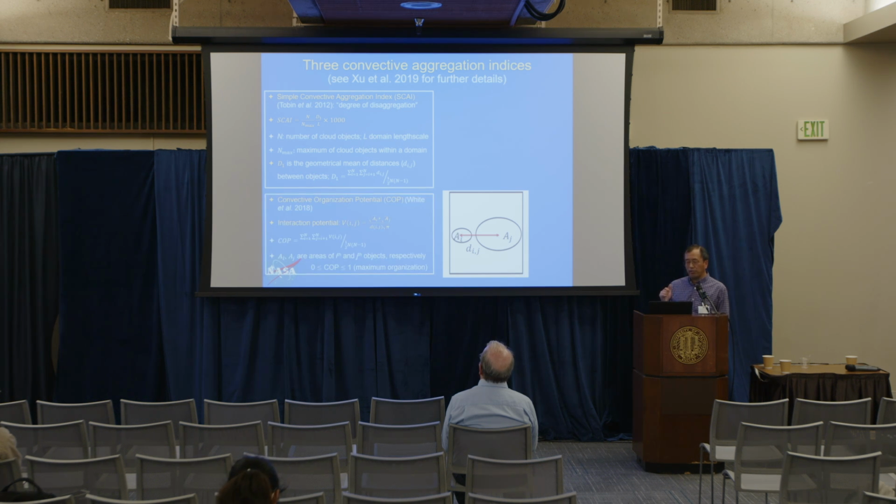So the second index is called convective organization potential. It's basically the ratio between the sum of the radiances divided by their distance. So you have all those pairs of cloud objects together and add them together. So in this definition, the number of objects is not explicit, but in the first definition it does. And the third one, similar to the first one, I call the MCAI. So the modification was the distance. So instead of choosing the distance between the centers of the two objects, we choose the edge. So how close those two objects are next to each other.